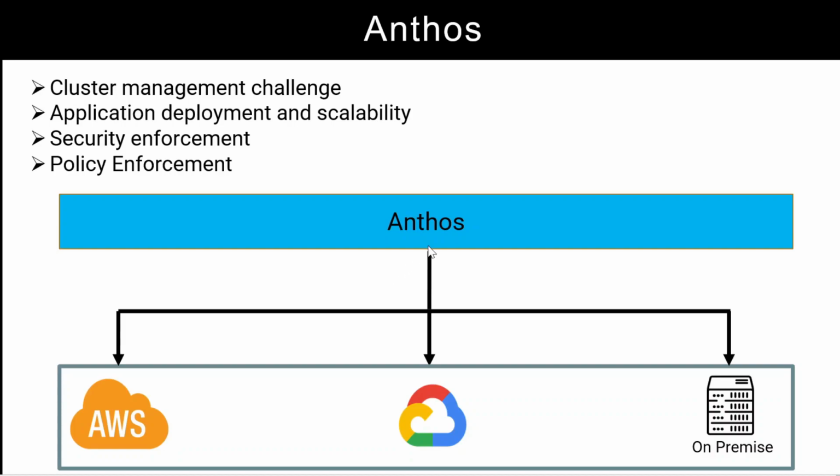To address these issues, in April 2019, Google came up with another product known as Anthos to manage the multiple Kubernetes cluster in hybrid environment. Like here, these three represent the three different Kubernetes clusters running in three different environments. First one is running in AWS, second cluster is running in Google Cloud, and this one is running in your own premise data center. Anthos provides solution to all these challenges by providing a single interface to manage all these individual clusters in more efficient way, even if they are non-GKE clusters.